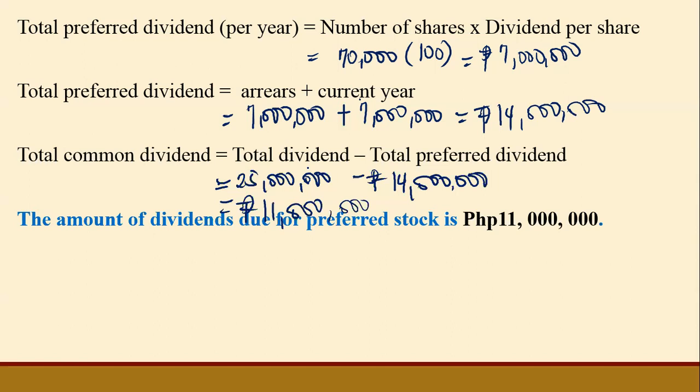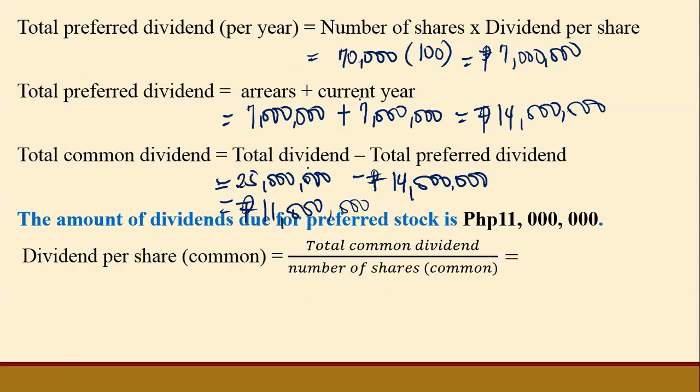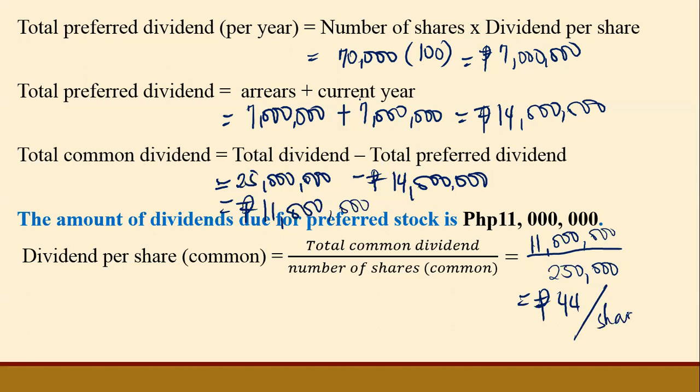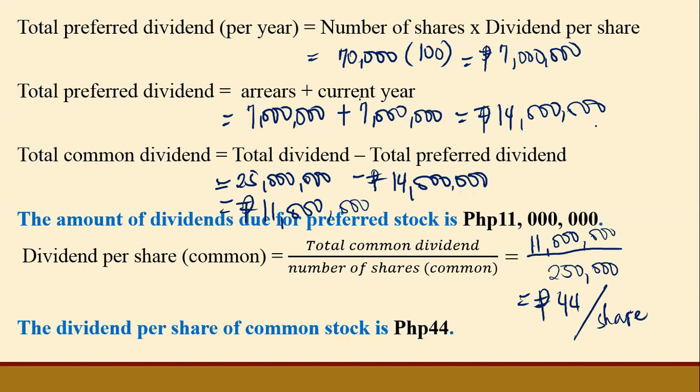And the dividend per share for common stock, so we just substitute the values. So this is equal to 11 million over 250,000 number of shares. So this is now equal to 44 pesos per share. Okay? So the dividend per share of common stock is 44 pesos.